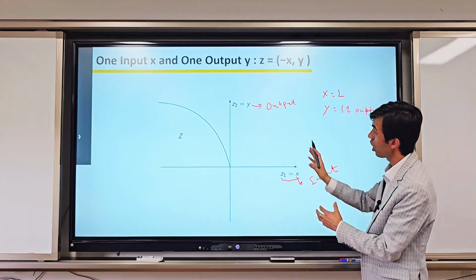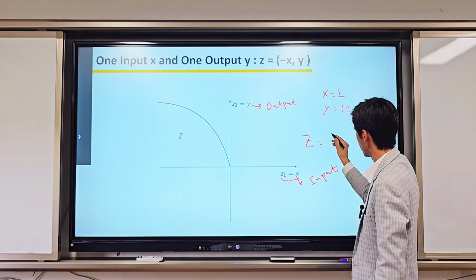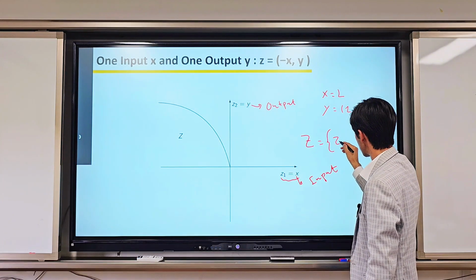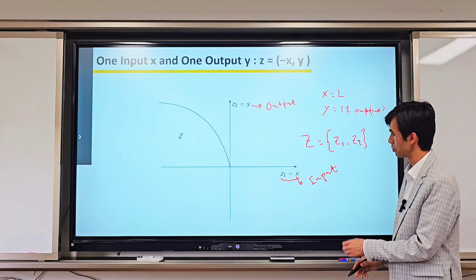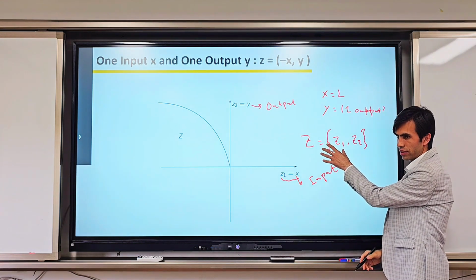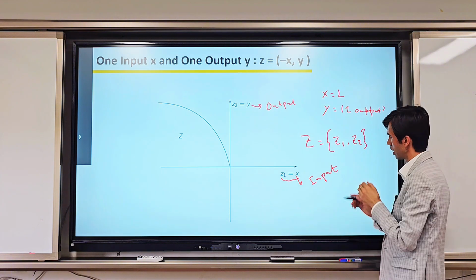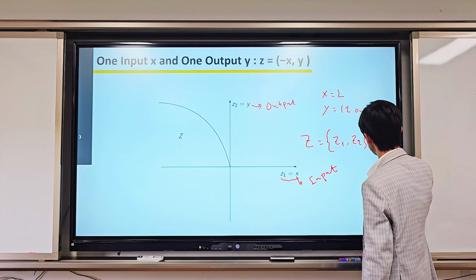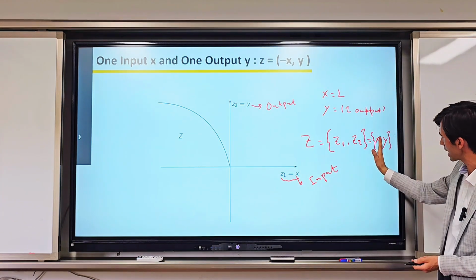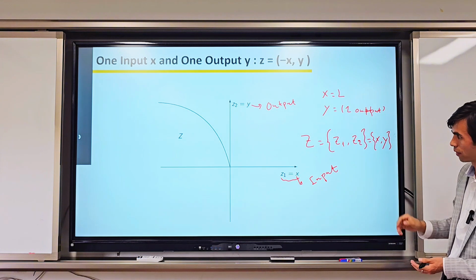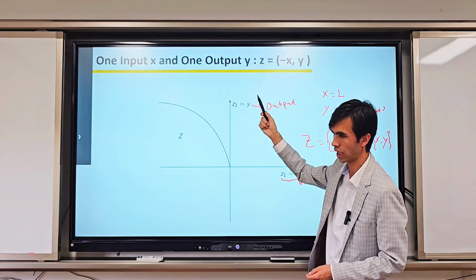Because in this case, we only have one input and one output, then our Z capital is equal to just Z1 and Z2. So it means that in our production possibility set, we only have two, which are Z1 and Z2. And Z1 is X and Z2 is Y. So it means we are using X to produce Y. If we visualize this one, this is X, which is an input, and this is Y, which is output.